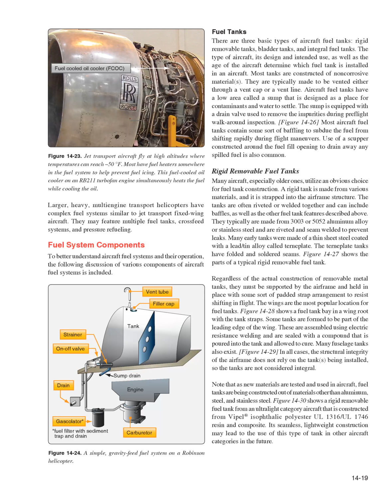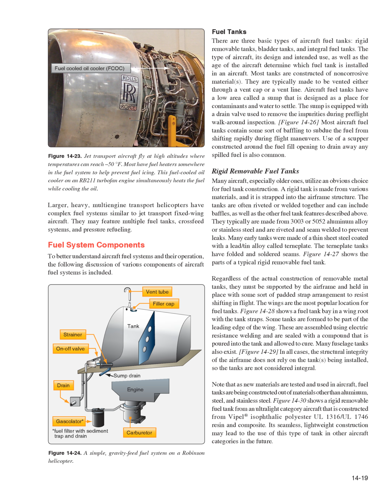...in the fuel system to help prevent fuel icing. This fuel-cooled oil cooler on an RB211 turbofan engine simultaneously heats the fuel while cooling the oil. Larger, heavy, multi-engine transport helicopters have complex fuel systems similar to jet transport fixed-wing aircraft. They may feature multiple fuel tanks, cross-feed systems, and pressure refueling.